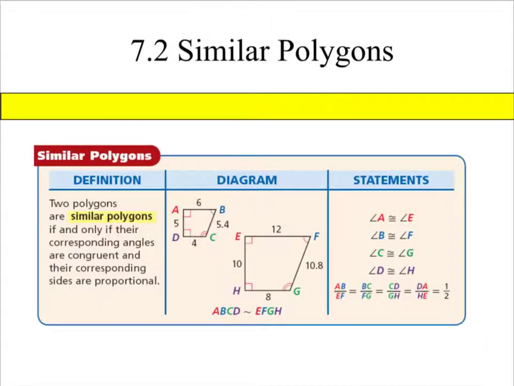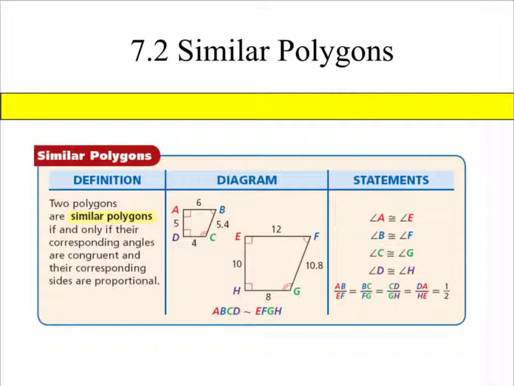But first, I want you to write this down. Please write down what a similar polygon is. Give this one a shot. You don't really have to do anything, just write this one down, please. Pause.